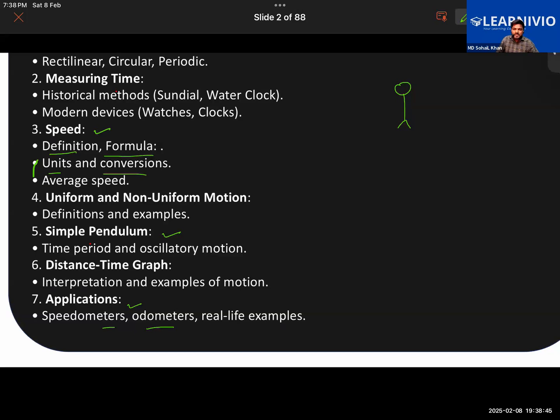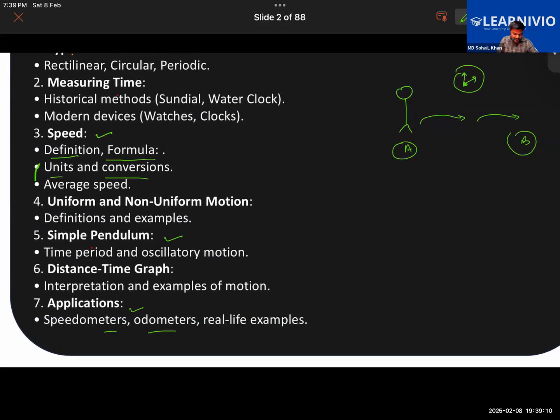Okay. So Fatima and Razan, we learned when a body will be said to be in motion. When it continuously changes its position with respect to time. In changing its position from A to B, it will take some time, right? So when an object changes its position with respect to time, then it is said to be in motion.